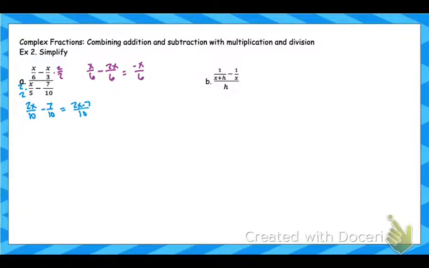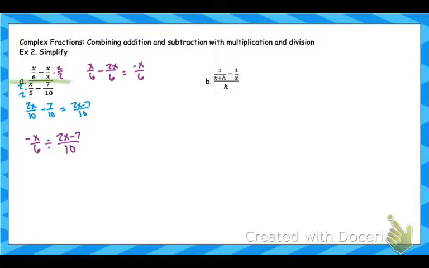Well, now remember, we talked about this with multiplication and division. When you have a fraction over a fraction like that, it's a little bit easier to rewrite this horizontally so we can see the division that way. So this is negative x over 6 divided by 2x minus 7 over 10.